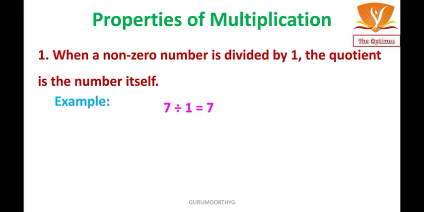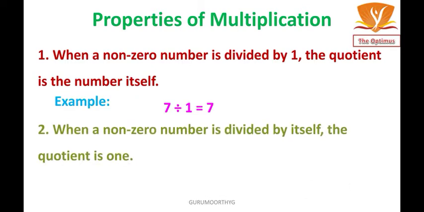Dear kids, I have 7 pencils. I want to distribute them among 7 students. How many pencils is it possible to give each? Yes, 1 pencil. That is property number 2. When a non-zero number is divided by itself, the quotient is 1. Example, 7 divided by 7 equals 1.